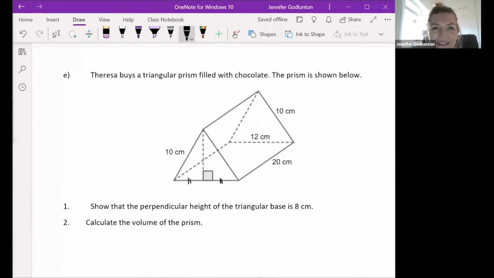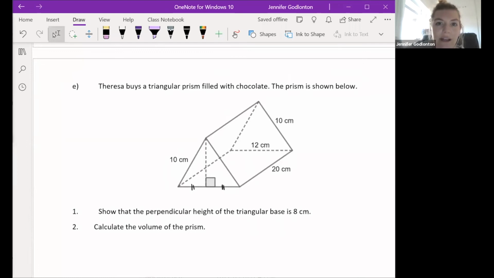So the first part of this question is saying, show that the perpendicular height. The reason they like to write questions like this, where they say show, is so that if you can't get the right answer, you can still do the next question, because it's basically telling you the perpendicular height is 8. So you just have to show your working to prove that it's 8. But if you can't do it, you can still do the second part of the question.